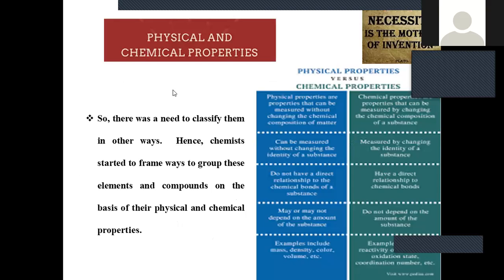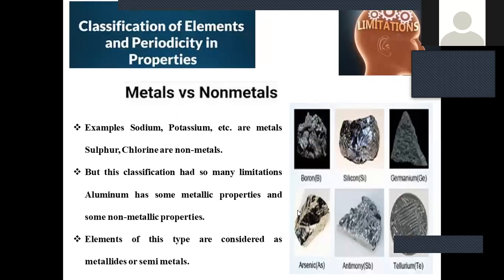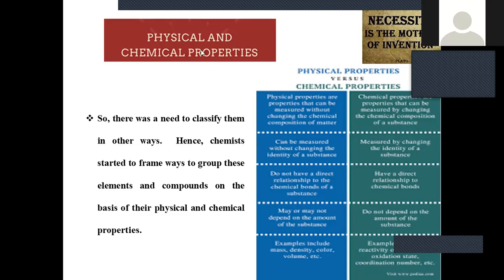Now, another classification is made by physical and chemical properties. Necessity is the mother of invention, right? So if you need something, then it is required to invent something. If it is really required for us, then we will think about it, we will work on it, so that we will achieve it. In the similar manner, we have certain limitations, so we are moving into another kind of classification of elements based on physical and chemical properties.